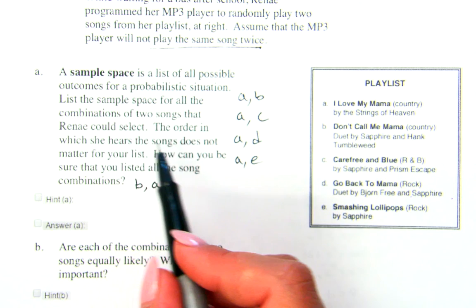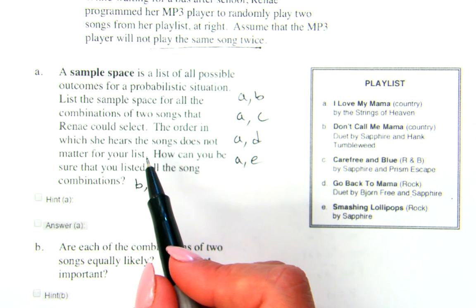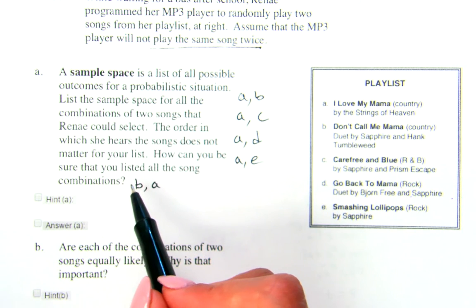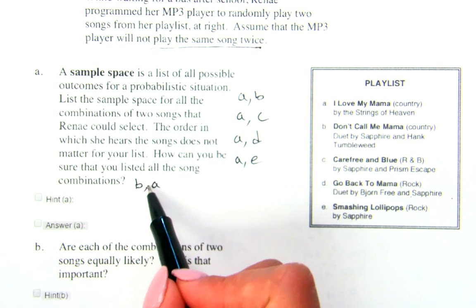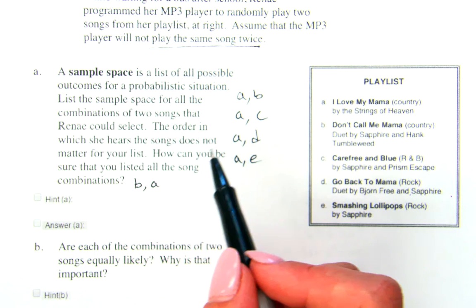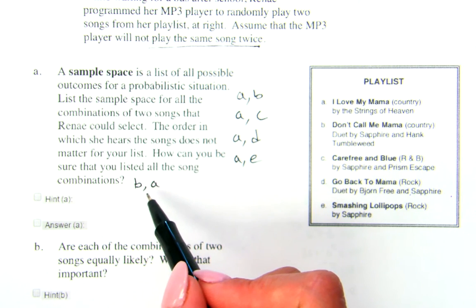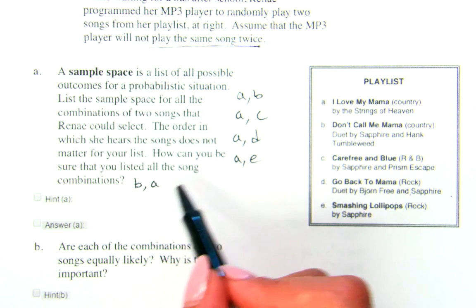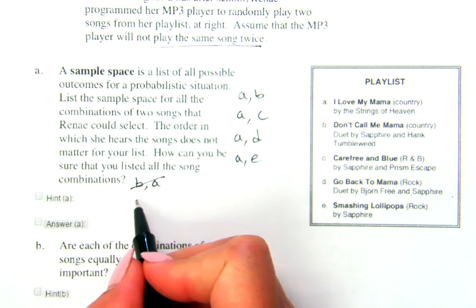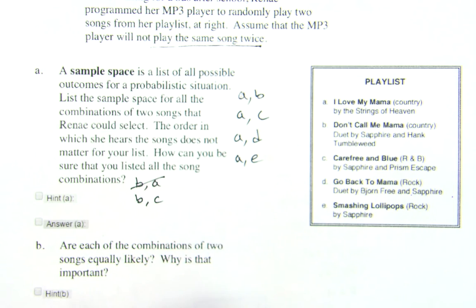The order in which she hears the song does not matter for your list. Oh, okay. How can you be sure that you listed all? The order that she hears the song does not matter. So B and A, which I already have here, A and B are kind of the same thing. So if I play A first or B first, as long as I have A and B, okay, well that one doesn't work. Okay, but can I do B and C?